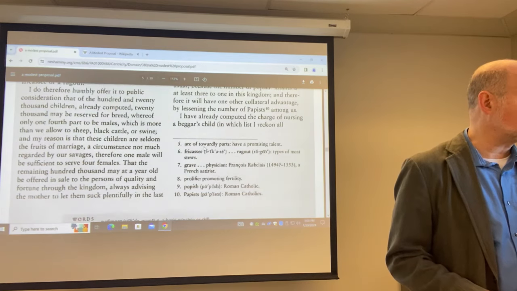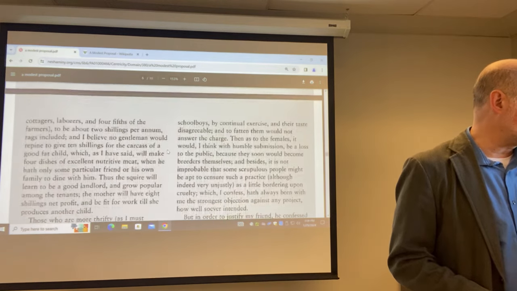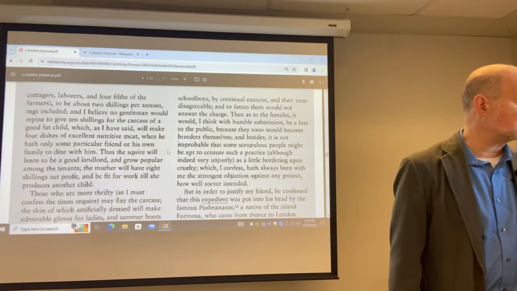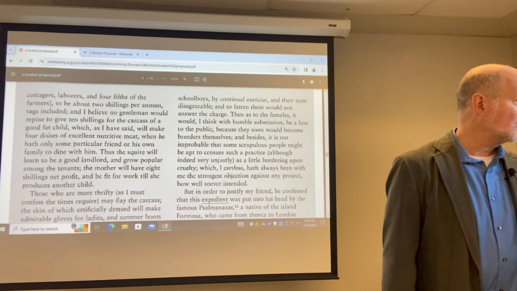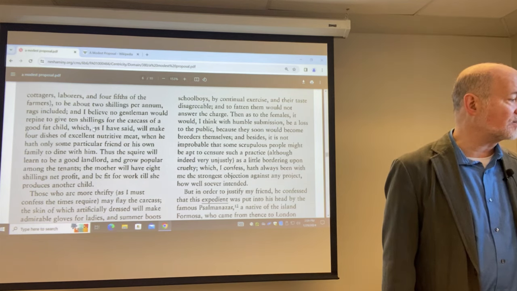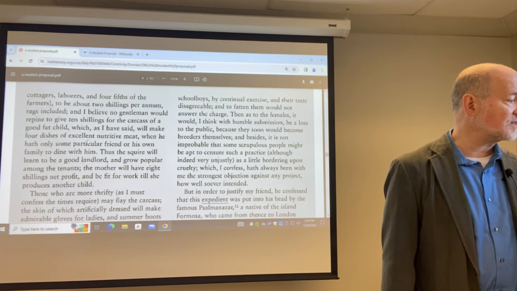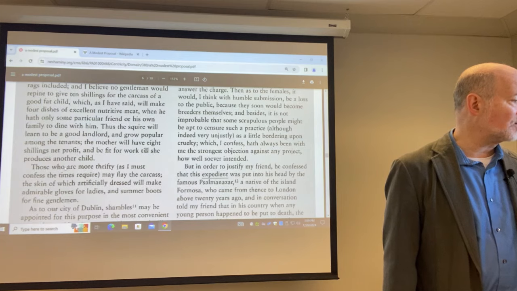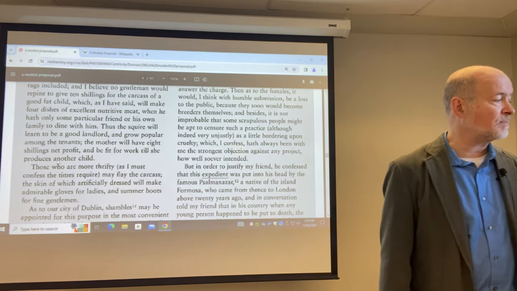I've already computed the charge of nursing a beggar's child, in which list I reckon all cottagers, laborers, and 4/5 of the farmers to be about 2 shillings per annum, rags included, and I believe no gentleman would repine to give 10 shillings for the carcass of a good fat child, which, as I have said, will make 4 dishes of excellent nutritive meat when he hath only some particular friend or his own family to dine with him. Thus the squire will learn to be a good landlord.